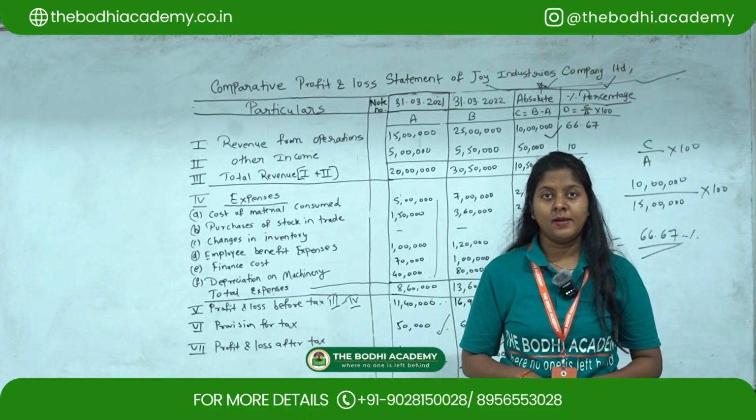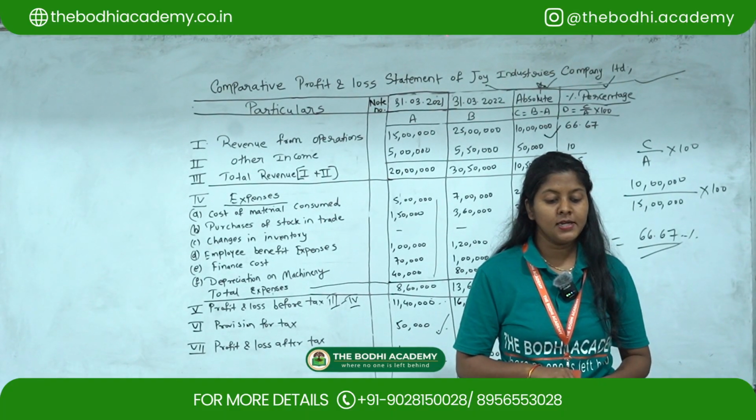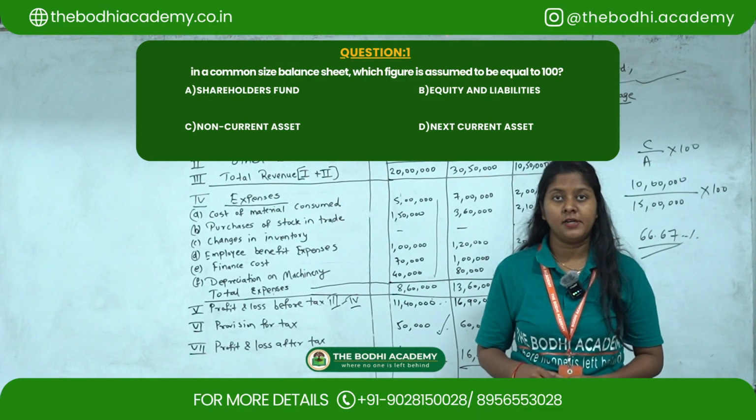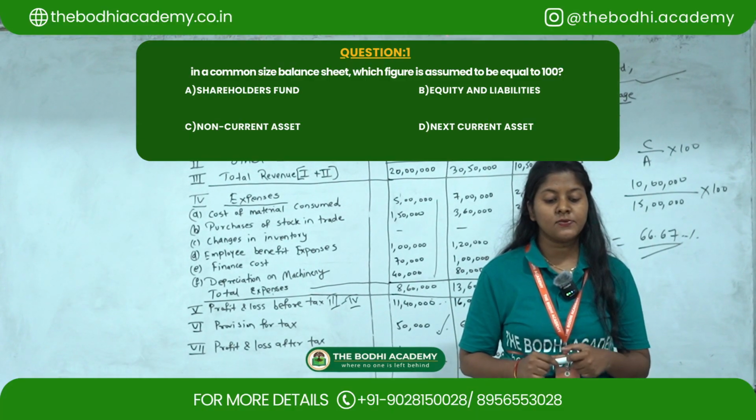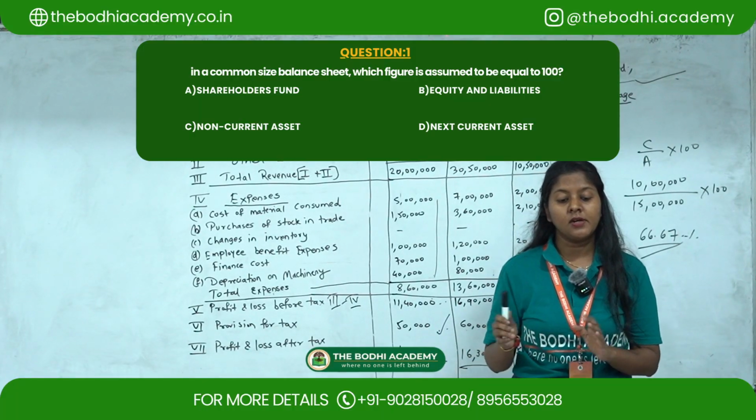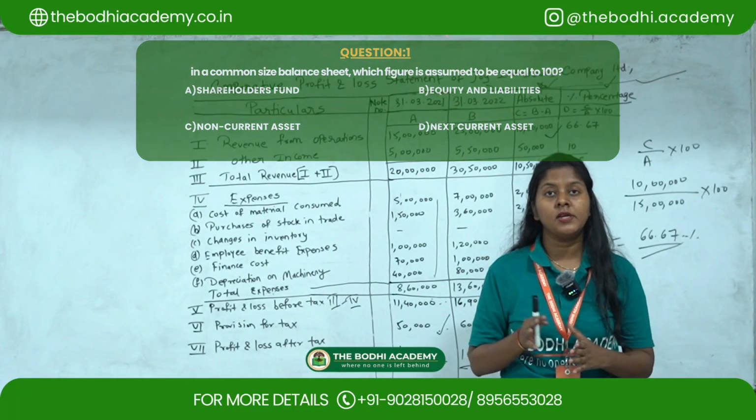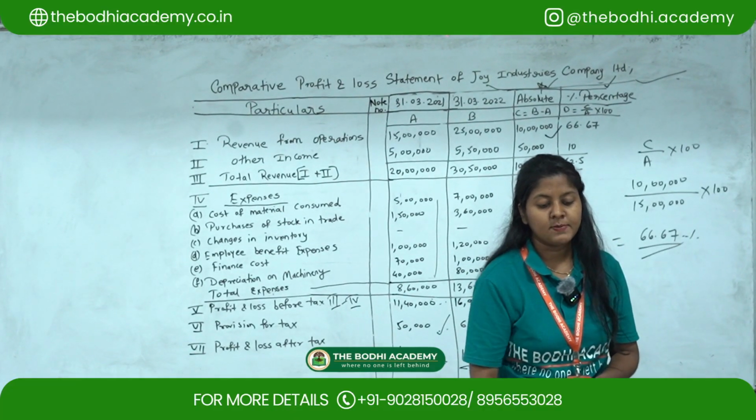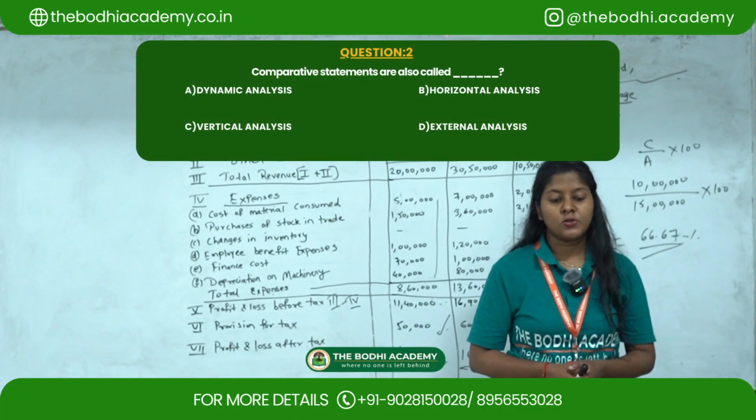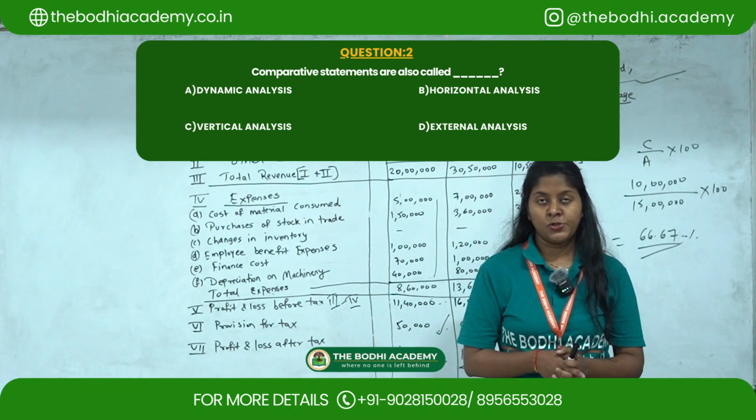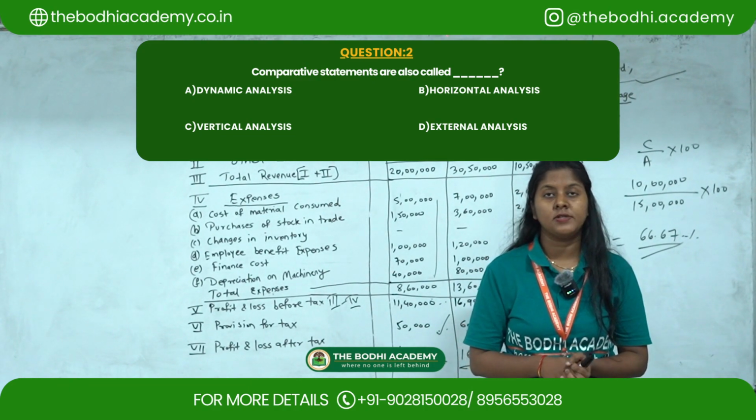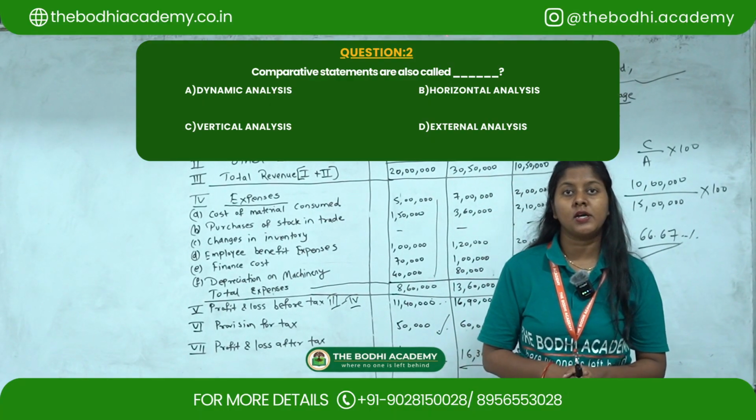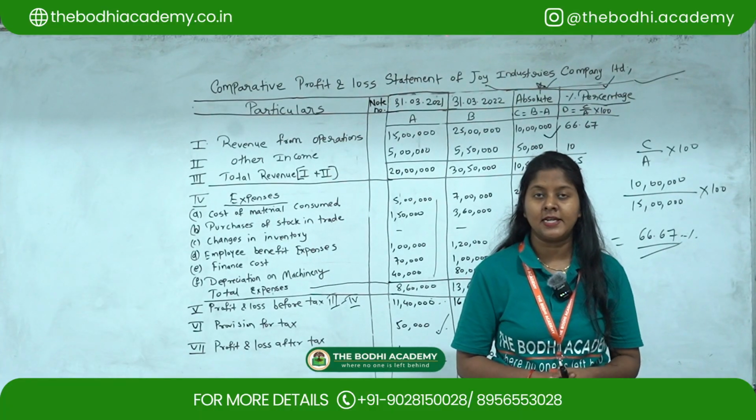So now let's move to the MCQ part. The first MCQ is: in a common size balance sheet, which figure is assumed to be equal to 100? The options given are shareholders' fund, equity and liabilities, non-current asset, and current asset. So here the correct option is equity and liabilities, the second option. Next MCQ: comparative statements are also called dash. The options given are dynamic analysis, horizontal analysis, vertical analysis and external analysis. So the correct option here is horizontal analysis.